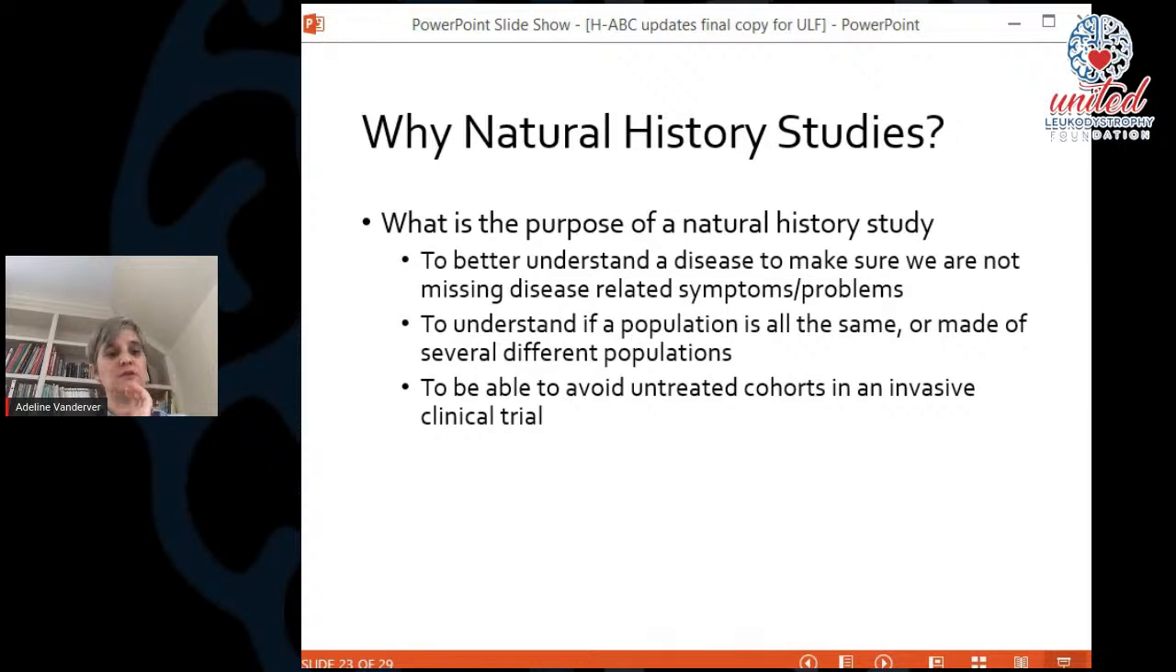And so that's why natural history studies are very important, because they can help you understand how long it takes to see change. Are there some patients in whom you might see change faster, in whom it's easier to demonstrate a change with a treatment? They also make sure that we understand fully what kind of effects the disease might have, so that if at some point we do a trial and patients develop certain symptoms, we know for sure whether it's related to the disease or to the medication. So for all those reasons, it's very important to start natural history studies.